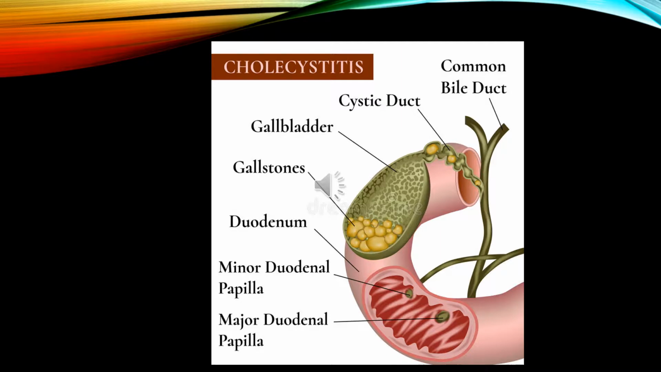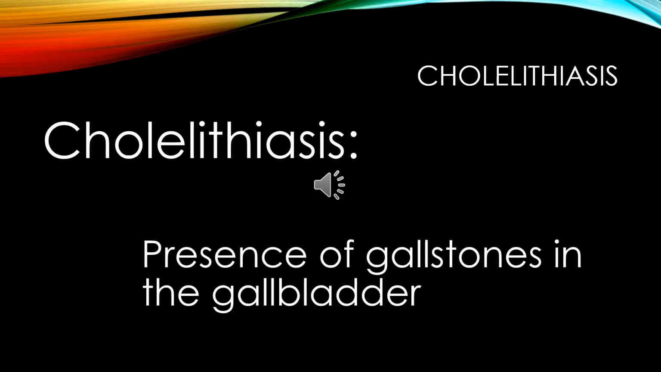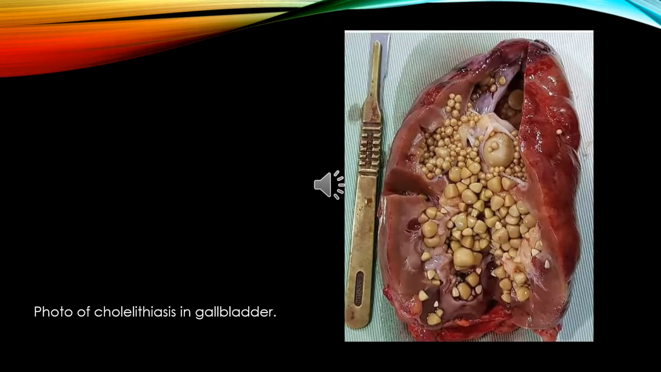It shows the common bile duct, the cystic duct, a couple of gallstones through that duct, and then it does show some larger gallstones in the gallbladder. Cholelithiasis is the presence of gallstones inside the gallbladder. In this slide, you can see a picture of the gallbladder with stones inside, and you can see in relation to the scalpel how large it is.